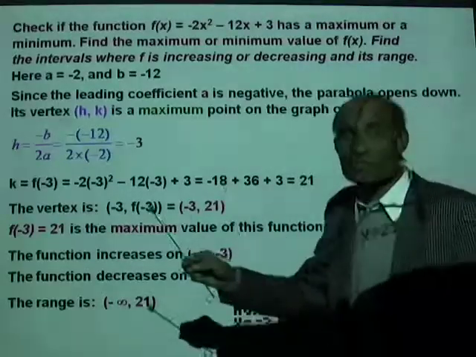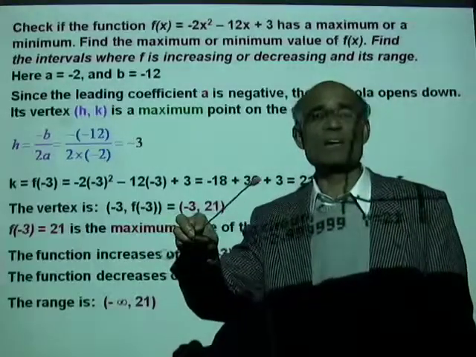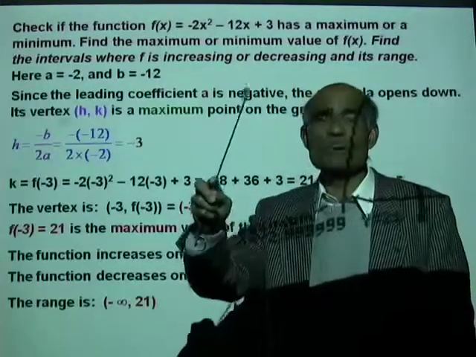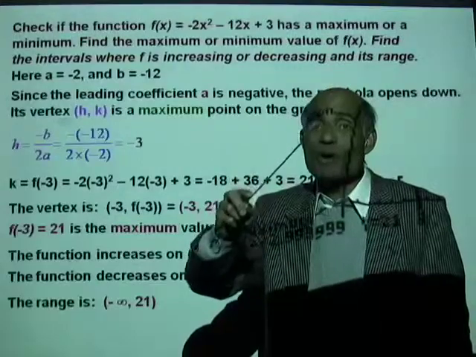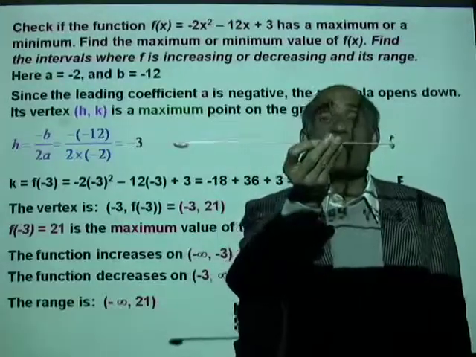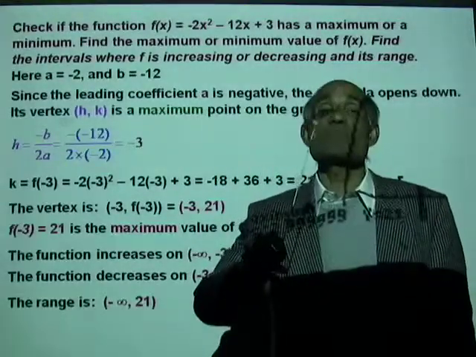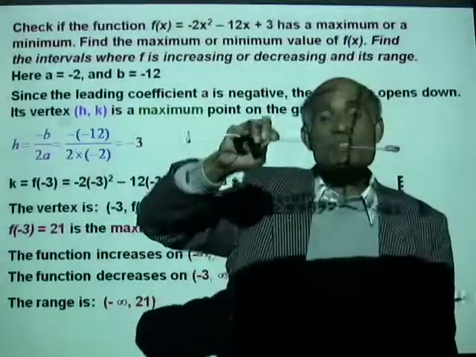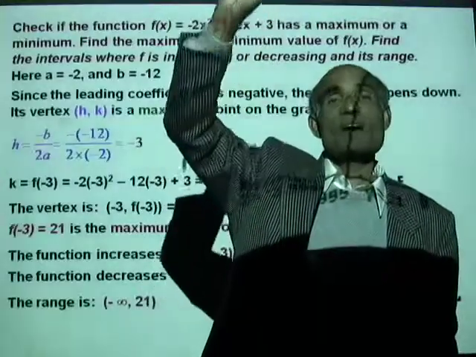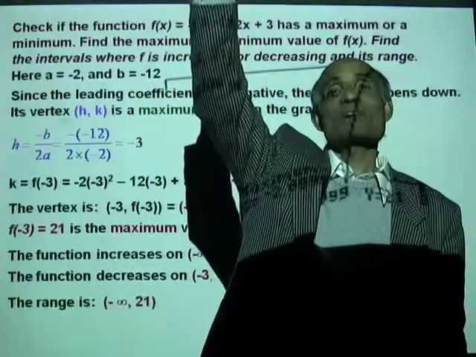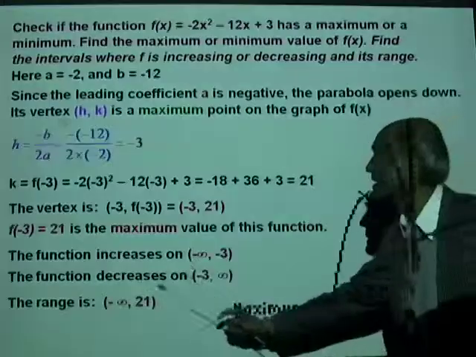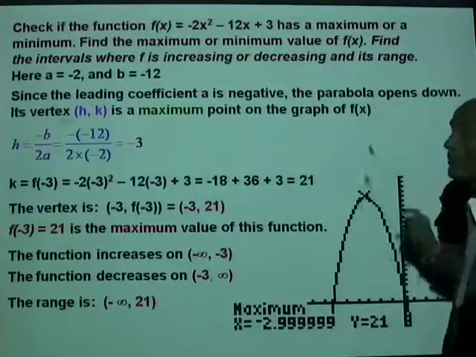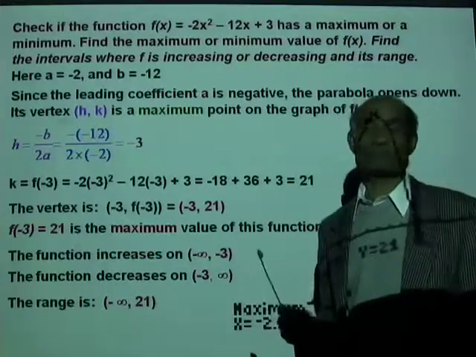So you must correct the mistake I made in the previous slide where I talked about the range of the function. The minimum value of our previous problem was negative 1. So the range of the function is negative 1 to infinity. Negative 1 is the minimum, and the function value can be any value up to infinity. So here it's negative infinity to 21. There is no value above 21.